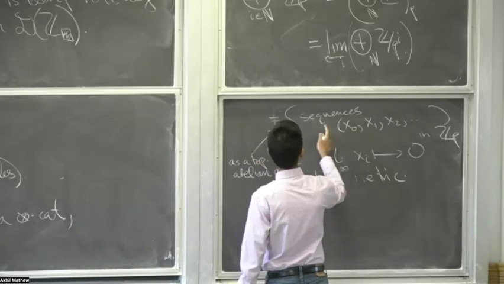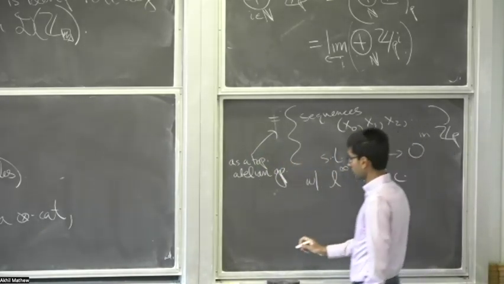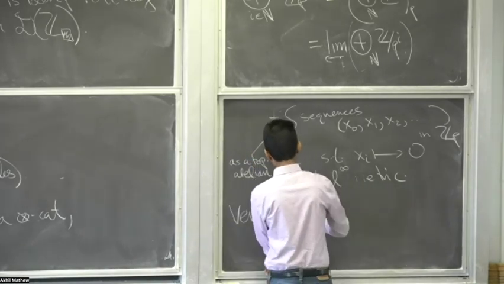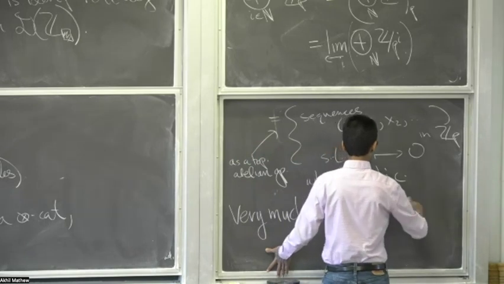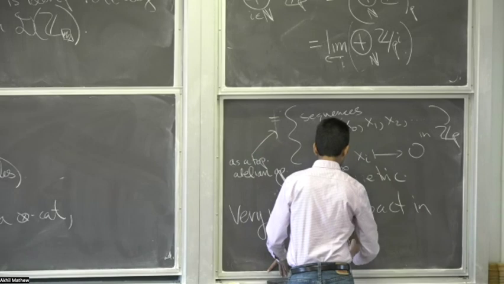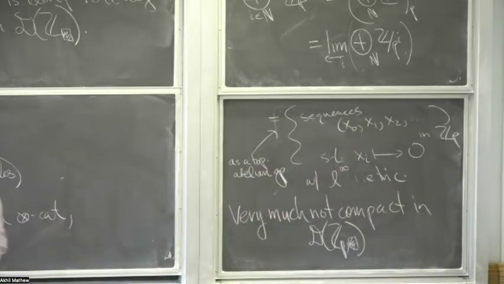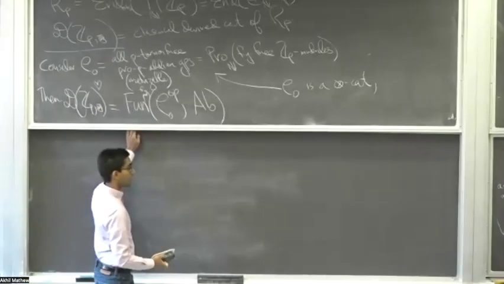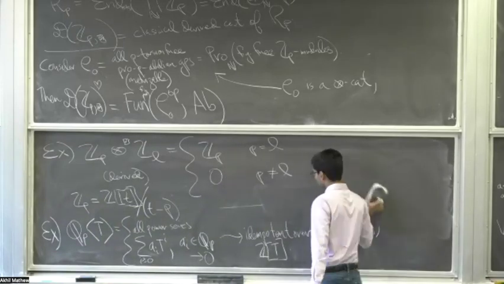Maybe these are objects that would arise, for example, in Tate algebras or rigid geometry, but this is very much not compact in D of Z_p solid. So these are not taken as the building blocks, because it's very far from being profinite.